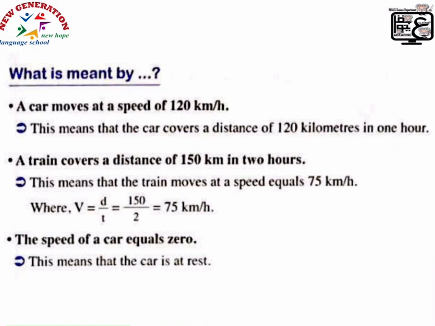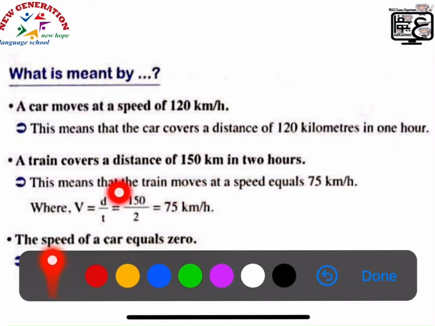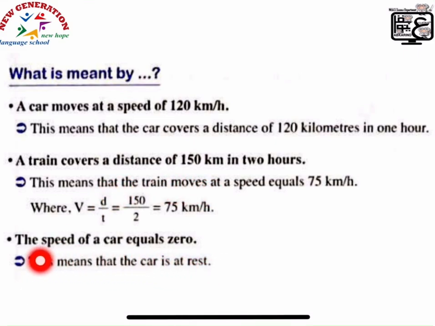The speed of a car equals 0. This means that the car is at rest. It is a very important point, my friends. The speed of a car equals 0. This means that the car is at rest. Okay?